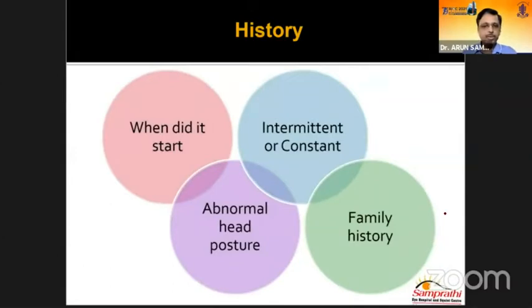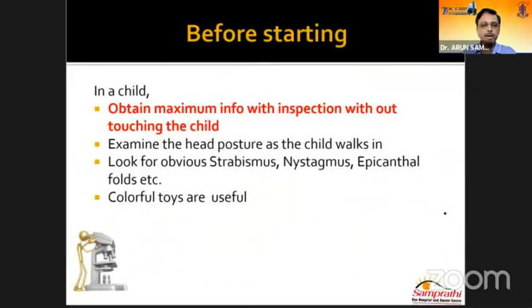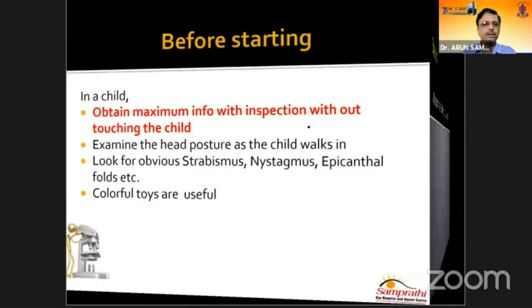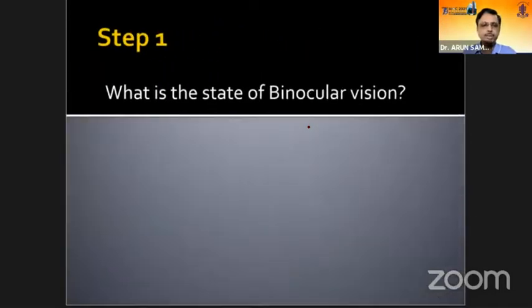History is very important. The time of onset of the squint is important. If the squint starts early and if it is constant, it has a higher risk of developing amblyopia and loss of binocular vision. Try to get maximum information before we start the actual examination, because once you put the torch and examine, the child may become uncooperative.